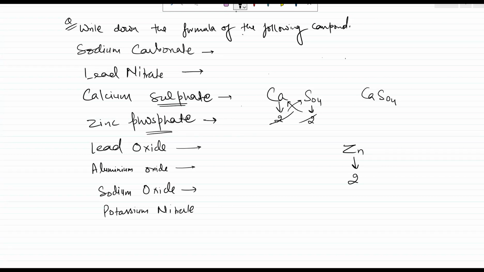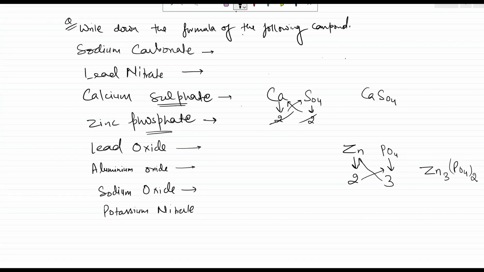And phosphate? Check in your notebook. What is the valency of phosphate and what is the name of this ion? What is the formula for this ion? Phosphate, PO4 3 minus. PO4 and 3 minus is the valency. When you cross multiply, you're going to have the formula Zn3(PO4)2, twice. Okay. Formula for lead oxide.